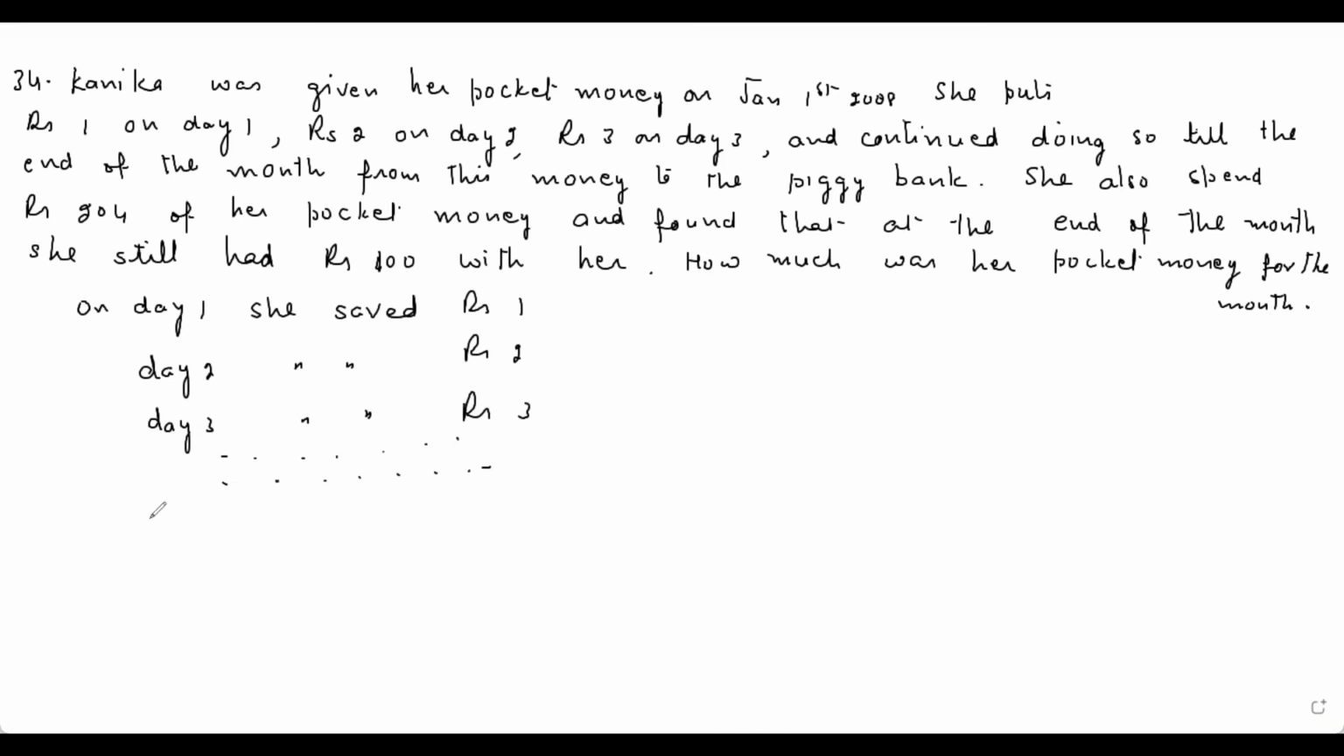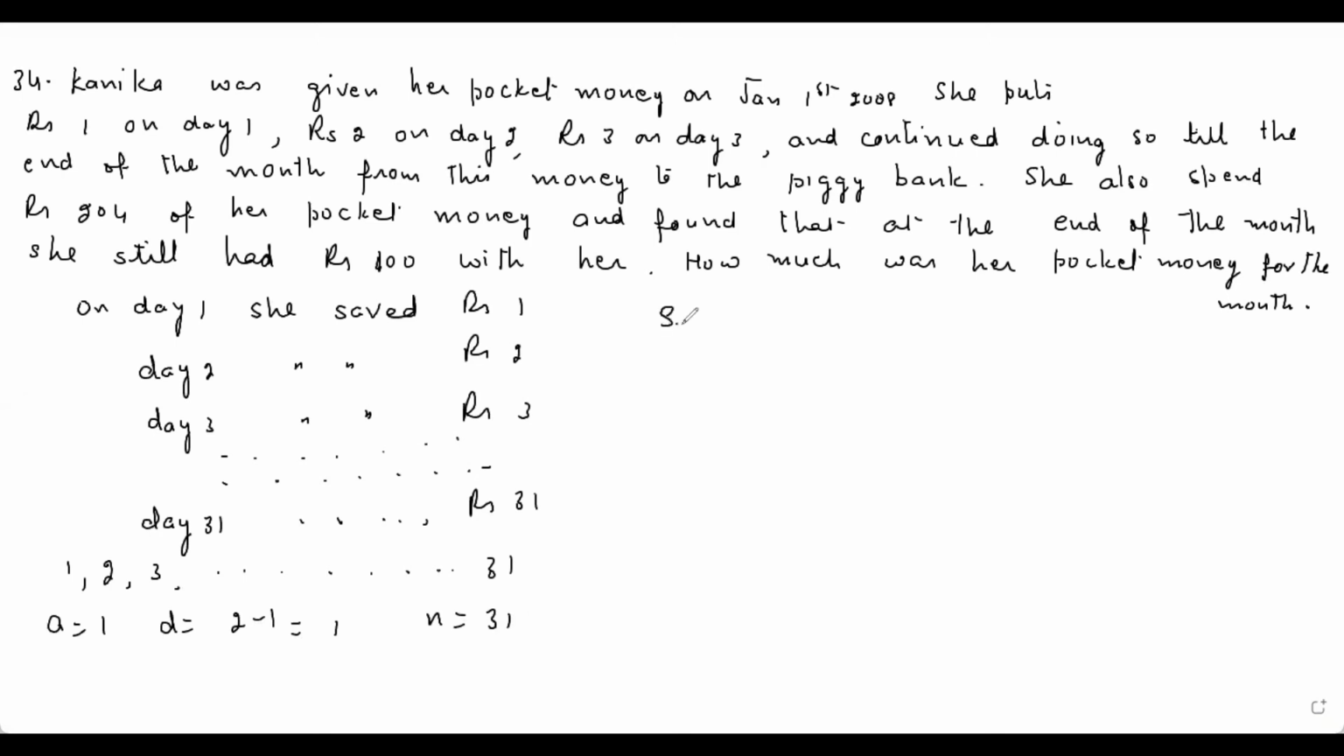It means there are 31 days in the month of January. On day 31, she saved rupees 31. So this is an AP: 1, 2, 3, and so on up to 31. It means here A is 1, D is 2 minus 1, that is 1, and N is 31.